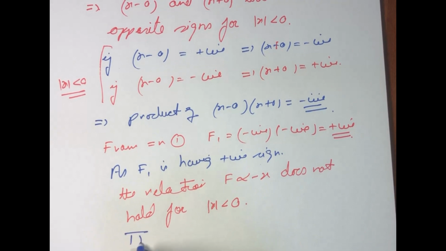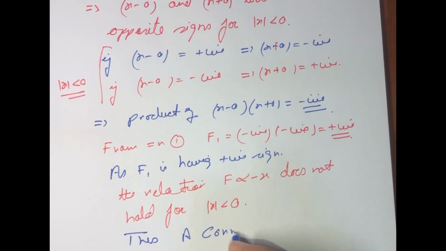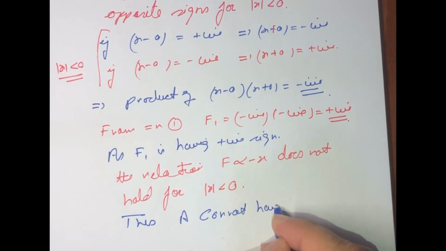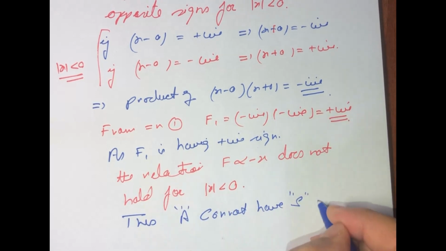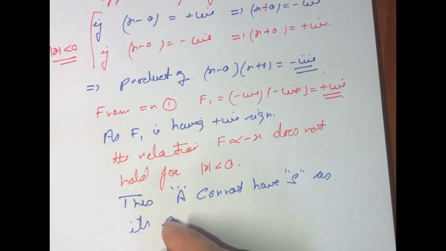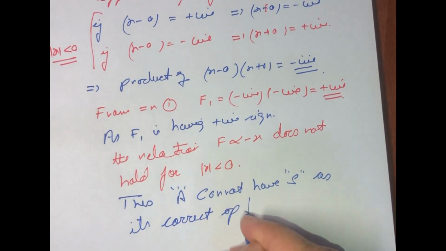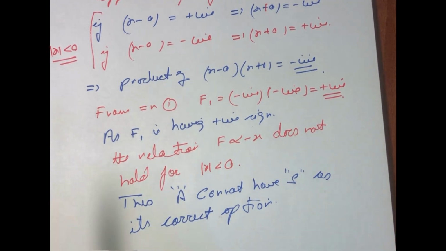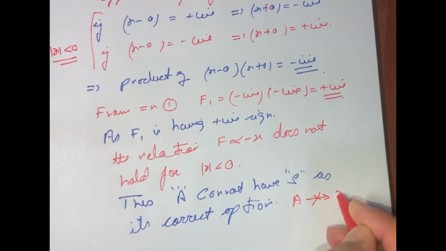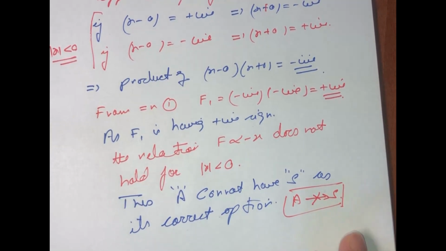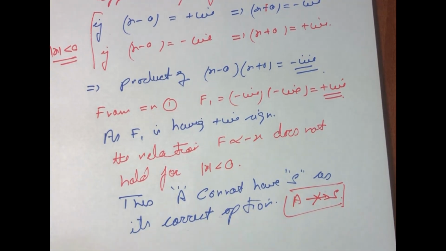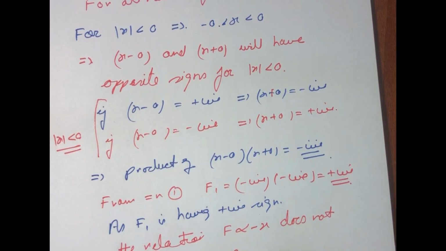Therefore we can say thus A cannot have S as its correct option, or we can say A cannot be S. Now we are going to find out the third option, that is T, that the particle has a total energy U naught upon 4, and it oscillates about the point x equal to minus A. So we are going to find out what will be the value of energy at x equal to A.